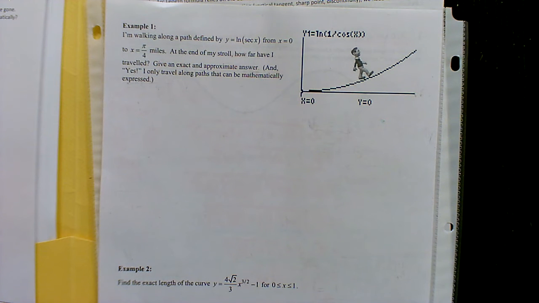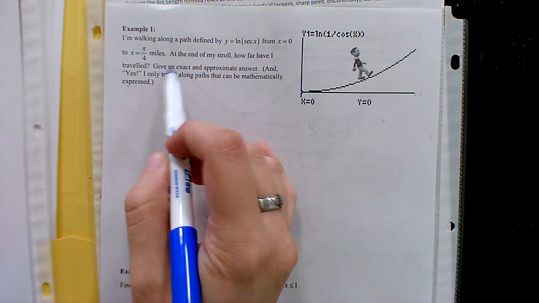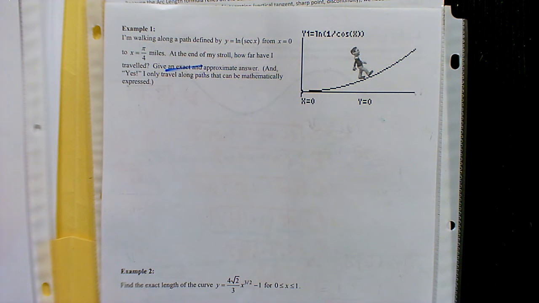Let's say we are walking along the path natural log of secant x from 0 to pi over 4. At the end of our stroll, how far have we traveled? All right, we'll give an approximate answer. Exact means you do it by hand. We'll save some time with our calculator.